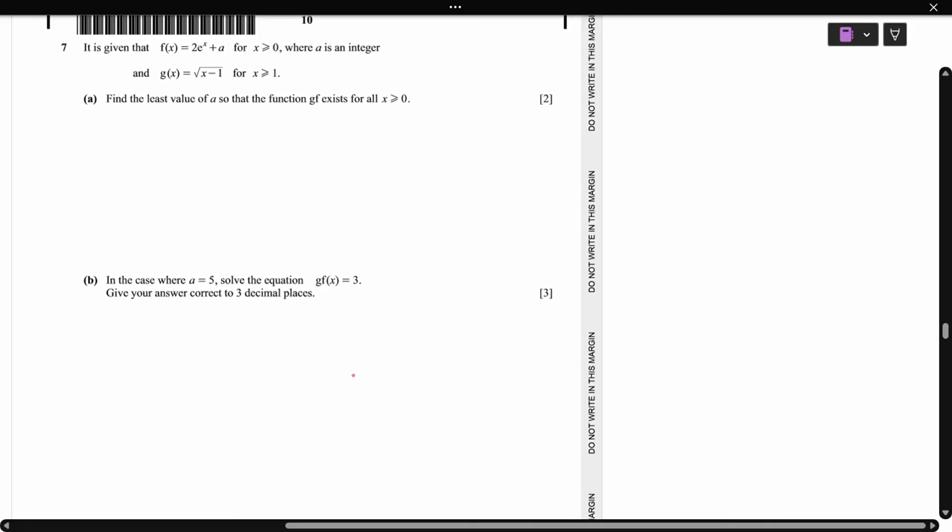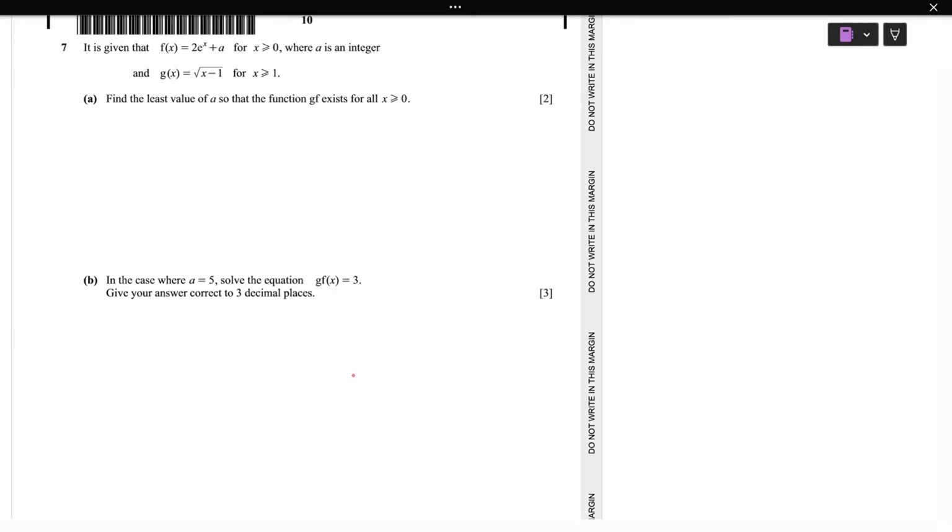It is given that f of x equals 2 into e power x plus a for x greater than or equal to 0, and g of x equals square root of x minus 1 for x greater than or equal to 1. Find the least value of a so that the function g of f of x exists. So first, they say g of f of x. So f goes into g, and we put f of x instead of x. So we'll get square root of 2 into e power x plus a, minus 1.